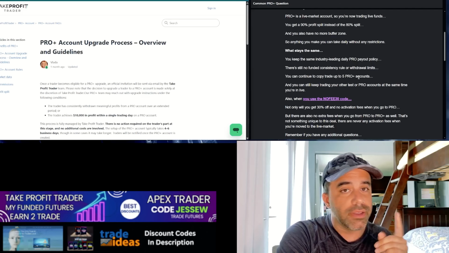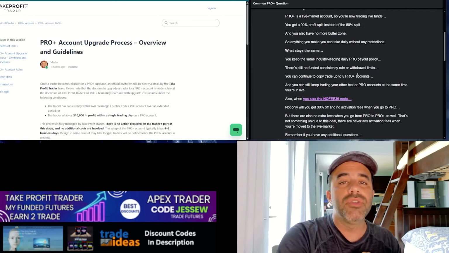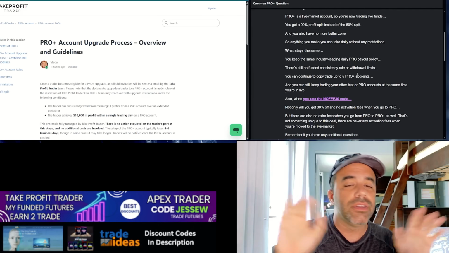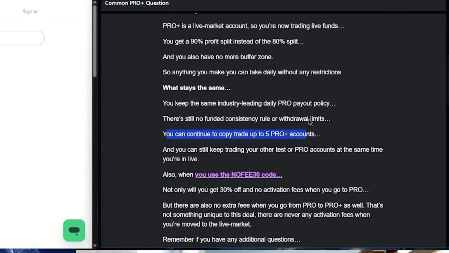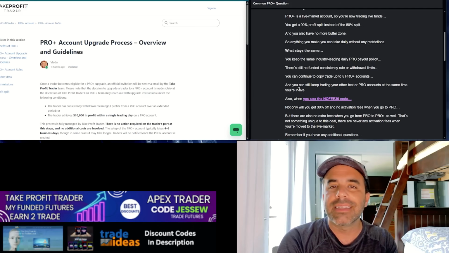That's freaking great. You can't do that at Topstep. At Topstep, you get 1 live account. That's it. Doesn't matter. You only get 1 live account. With TakeProfit Trader, you can have 5 Pro Plus accounts, 5 live accounts, and you can still keep trading your other tests or even your Pro accounts at the same time you're live. That's not the case at Topstep.